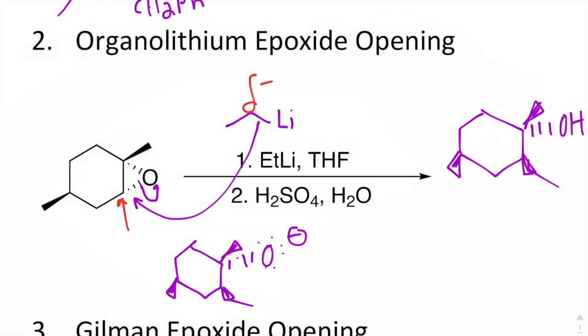So now I just want to talk about why I only have one product in this reaction. So let's think about the possible locations that this organolithium reagent can attack from. So the epoxide is on a dash configuration, so that means the back side of this ring is actually completely sterically hindered. I can't attack from the backside of this ring whatsoever because of how bulky that epoxide group is.